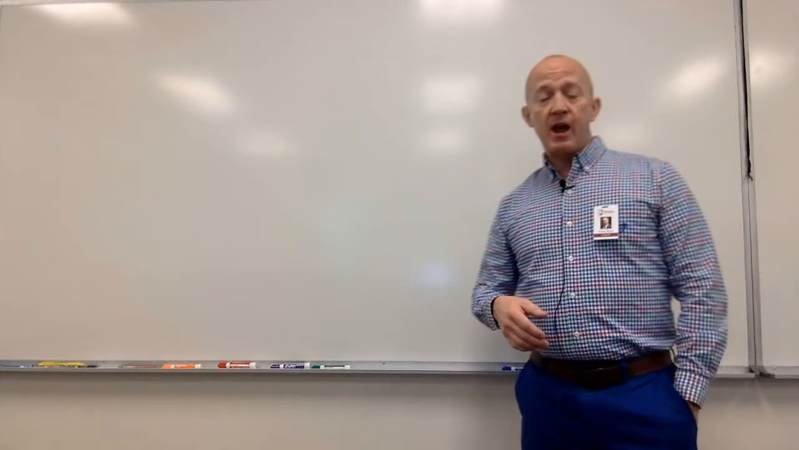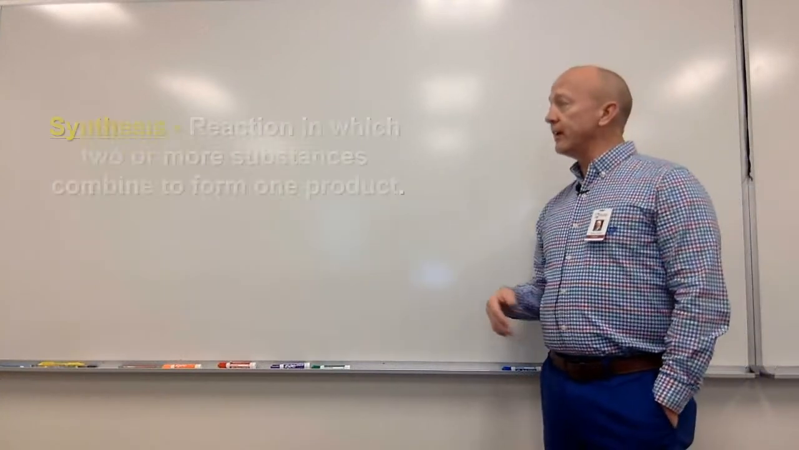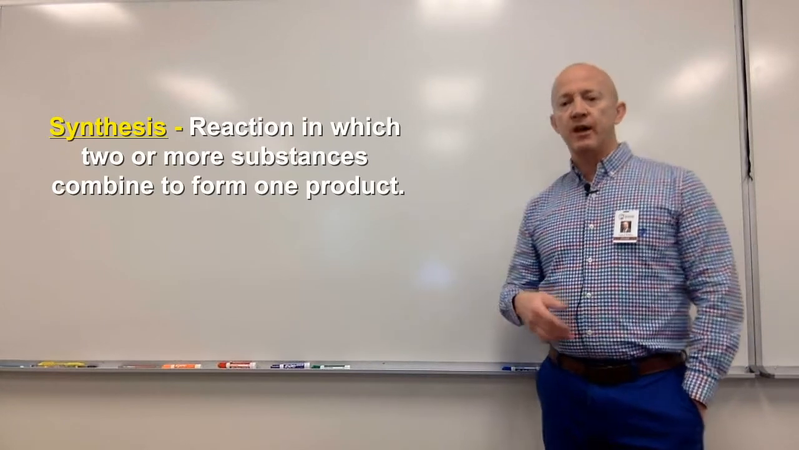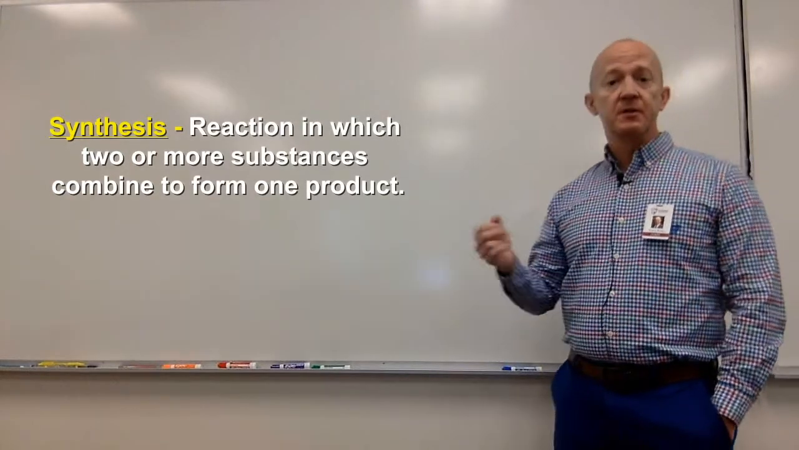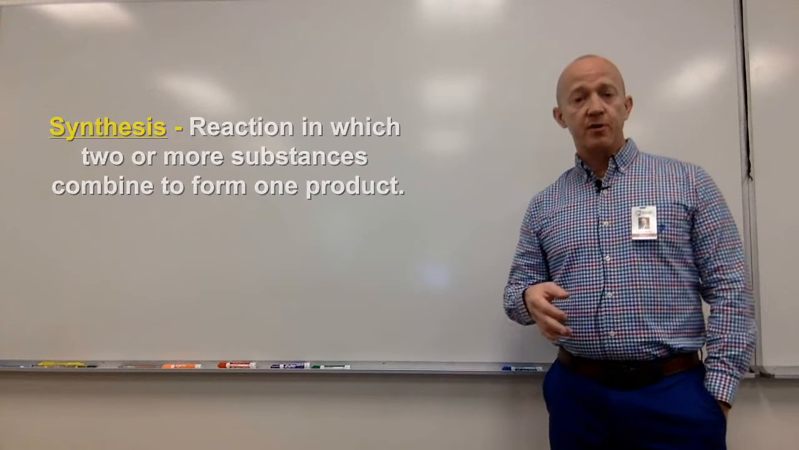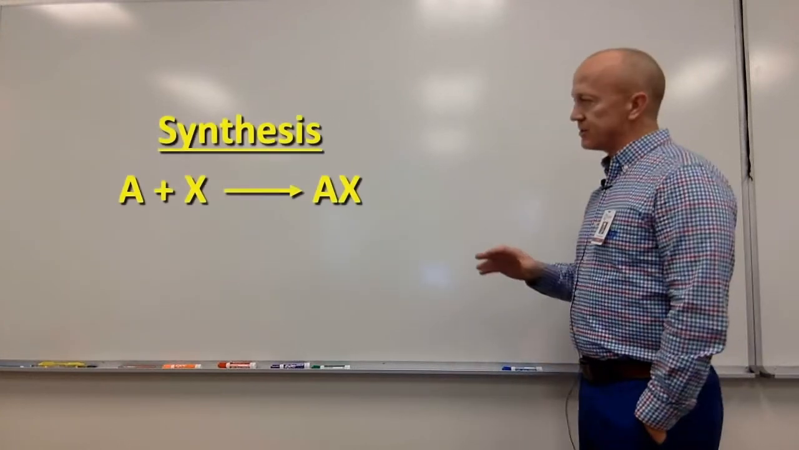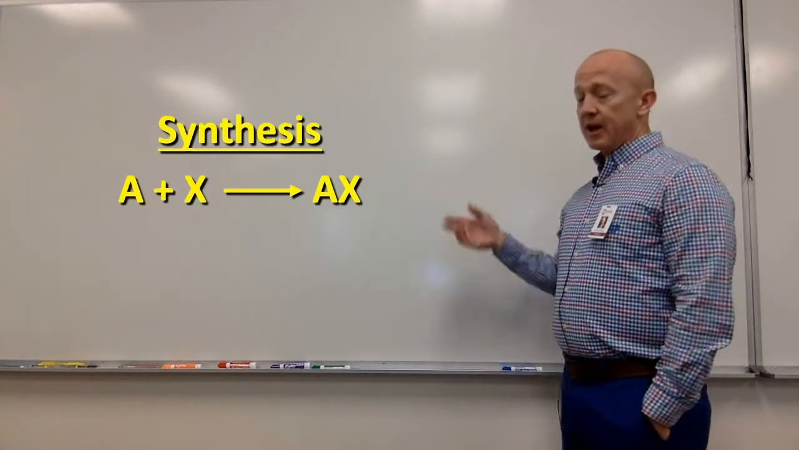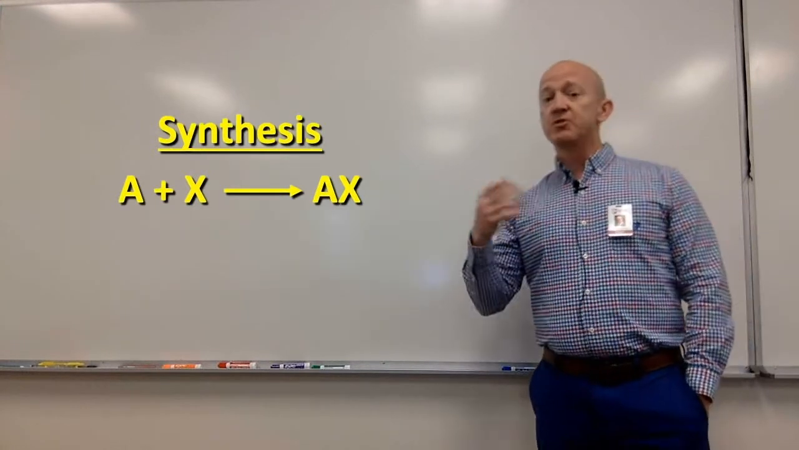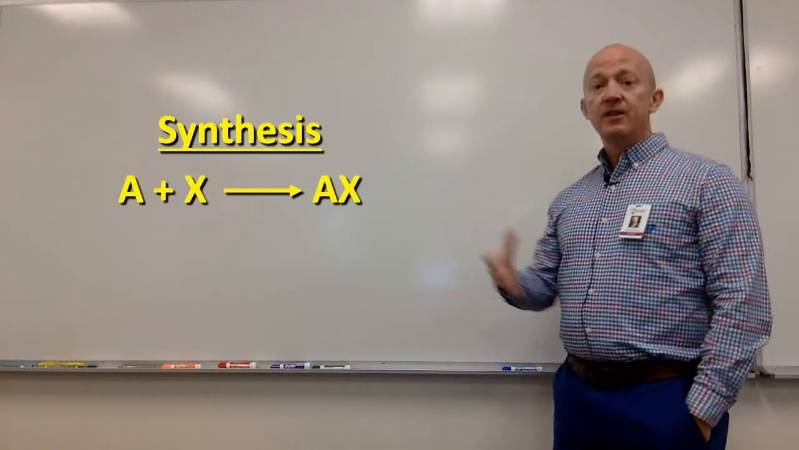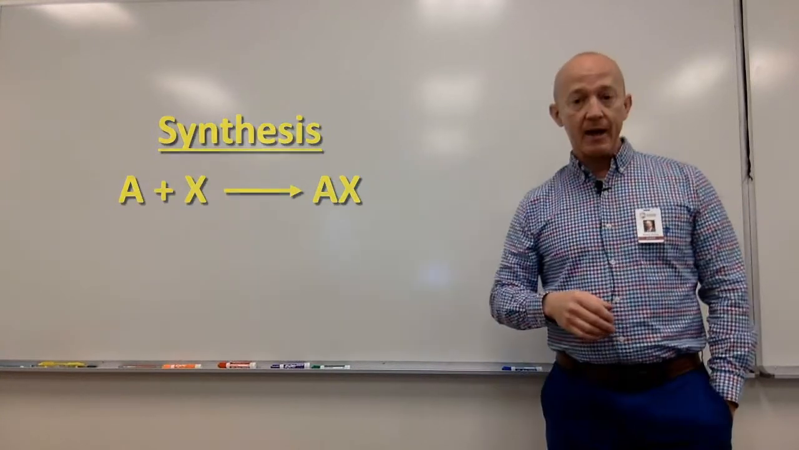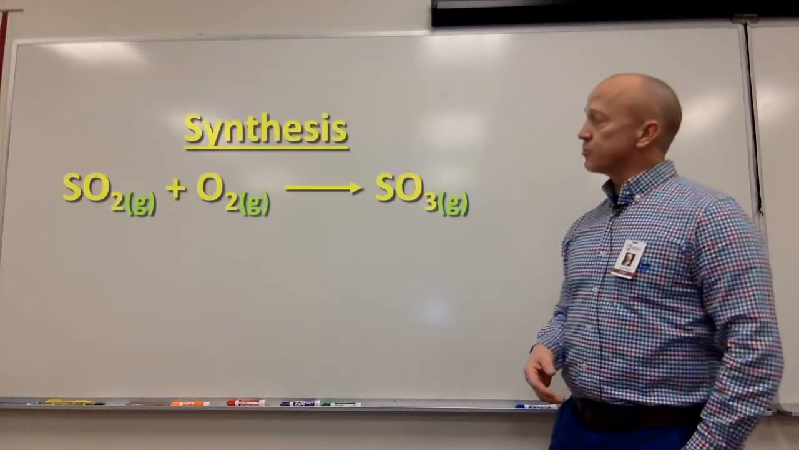The first type of reaction we'll talk about is what we call a synthesis reaction. In a synthesis reaction, we have two or more substances that combine to form a single product. A generic example of this is shown: A plus X yields AX. So the two substances, A and X, come together to form a single product. We'll call it AX.